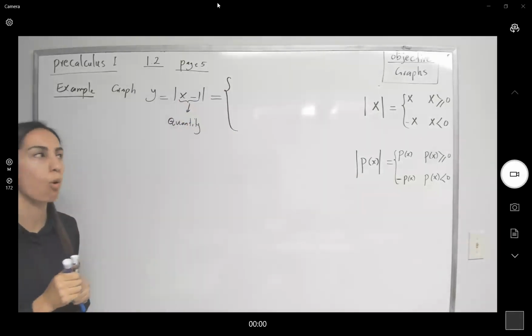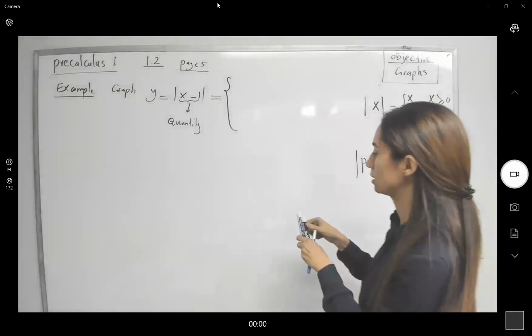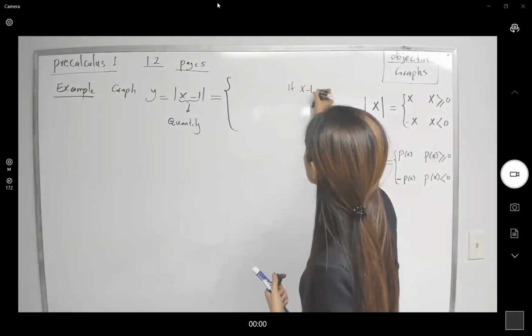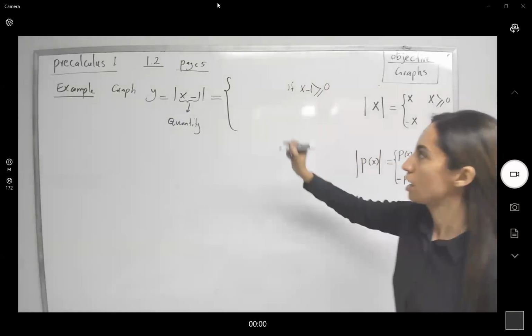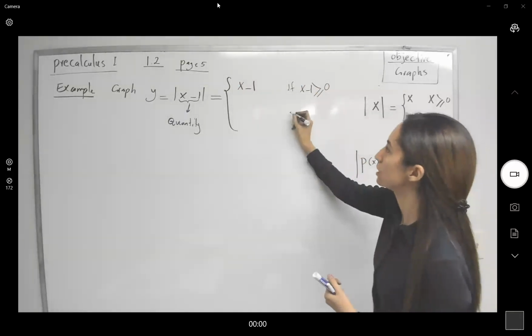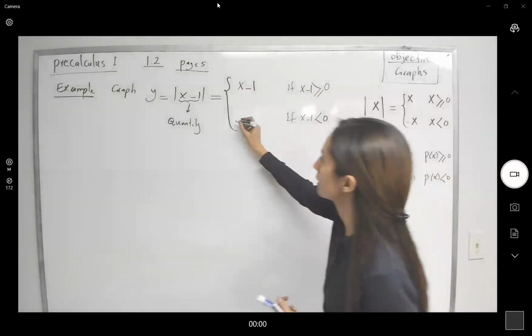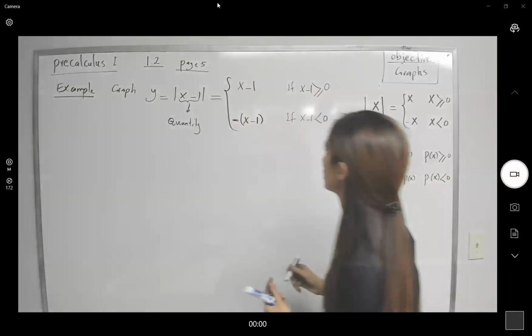So if this quantity is larger than or equal to 0, what's the meaning of that? It means that if x minus 1 is larger than or equal to 0, I get this quantity back, x minus 1. If this quantity is less than 0, then I get minus times the quantity, which is minus of x minus 1.